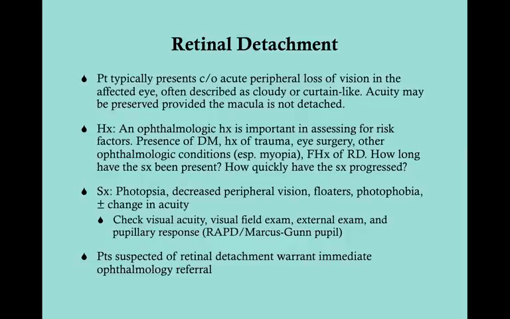What you're doing is shining a light in the affected eye and looking at the other eye to see if it's constricting. When you shine the light in the patient's affected eye, if the other eye is not constricting, that's considered a Marcus Gunn pupil. Both eyes should constrict if a light is shined, even if it's just in one eye. Patients who are suspected of retinal detachment warrant immediate referral to an ophthalmologist.